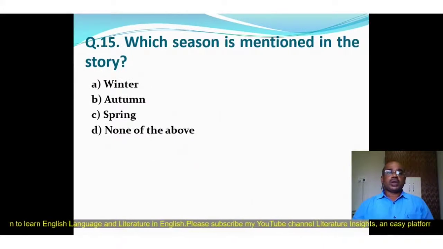Question number 15. Which season is mentioned in the story? A. Winter. B. Autumn. C. Spring. D. None of the above. The correct answer is C. Spring. The spring season is mentioned in the short story The Lost Child.